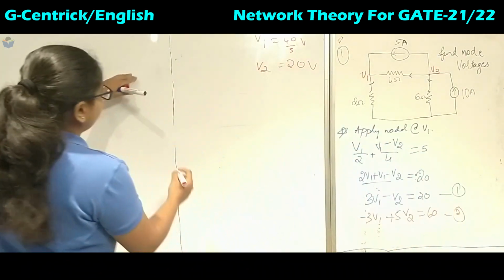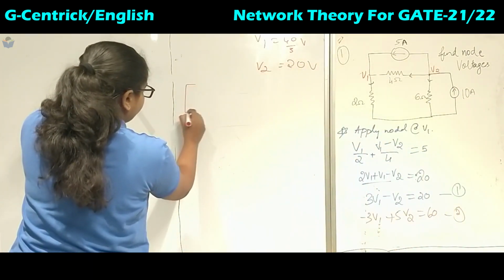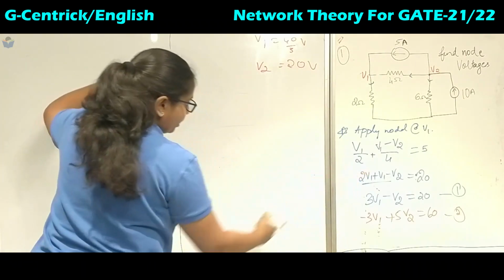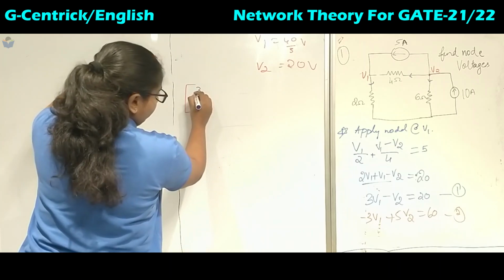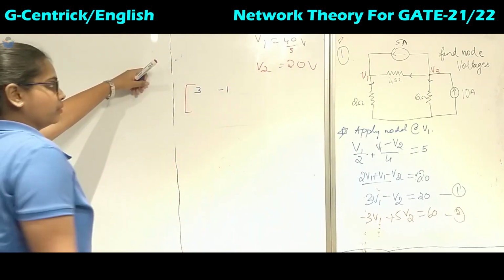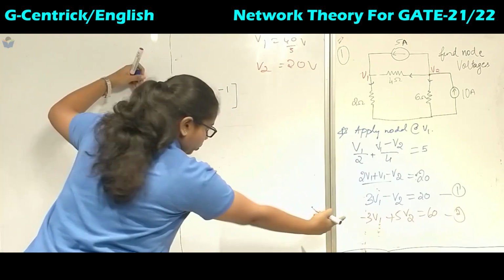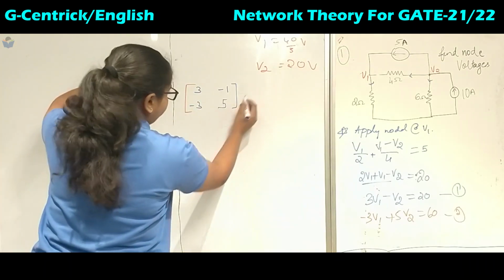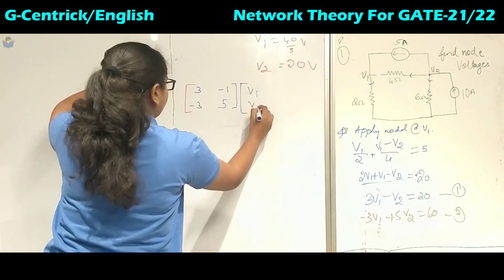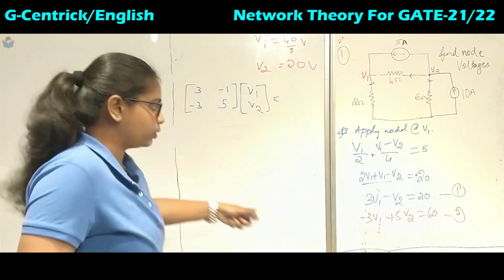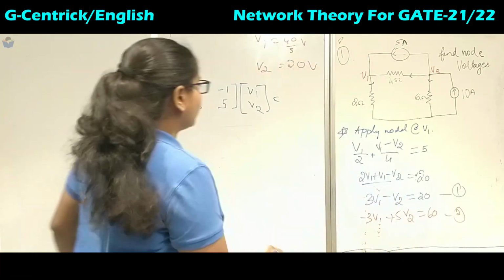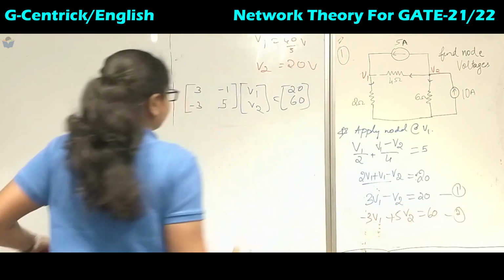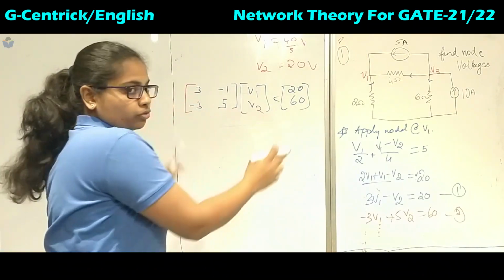So we'll write it in the form of a matrix. Considering equation 1, the coefficient of V1 is 3 and here it is -1. Then coming to equation 2, the coefficient of V1 and V2 is -3 and here it is 5. This is V1, V2, which is equated to 20 and 60. Okay, so this is the formation of the matrix.